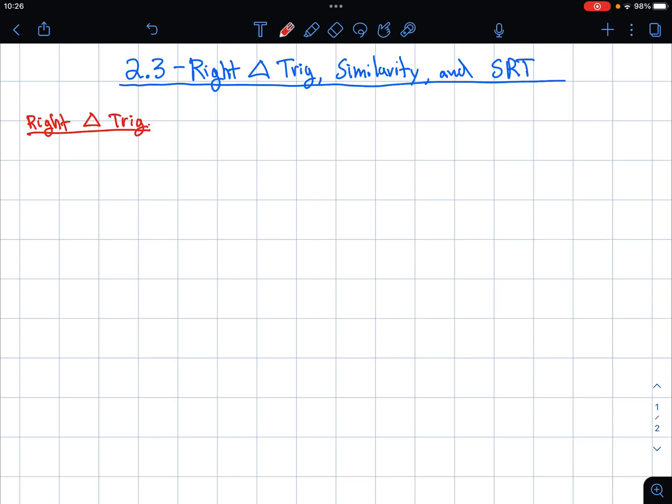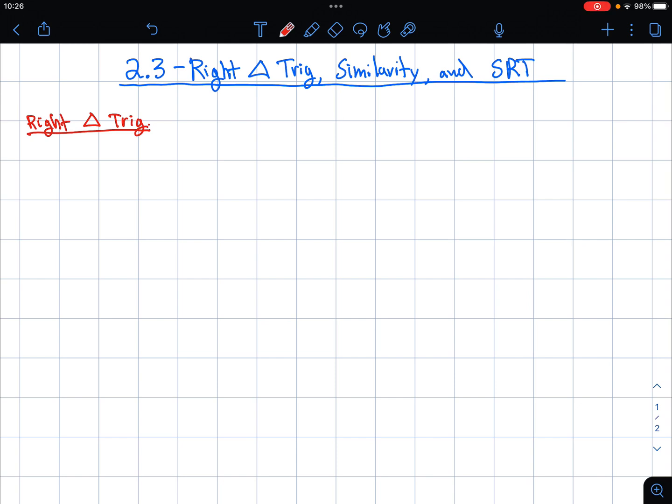In lesson 2.3, we're going to look at right triangle trigonometry as it relates to similarity, and briefly we'll touch on some of the special right triangles. Much of this will be a review from what you learned in geometry class, but it is very, very important for what we are about to do moving forward with circular trigonometry and precalc.